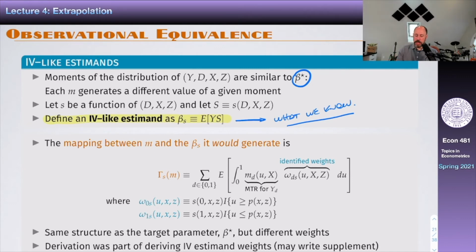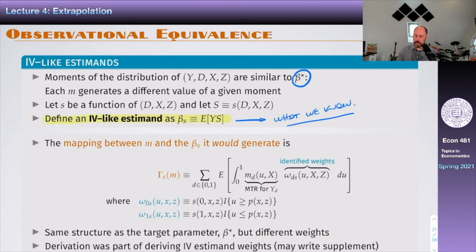So the mapping between the marginal treatment responses and beta S, which are these IV-like estimates, is going to be defined by this gamma S m. And again, it takes the same form that we described before, except that now these weights are going to take this particular form, where you have an S function multiplying an indicator of U being above or below a propensity score. So I wrote here: same structure as the target parameter beta star, but different weights.